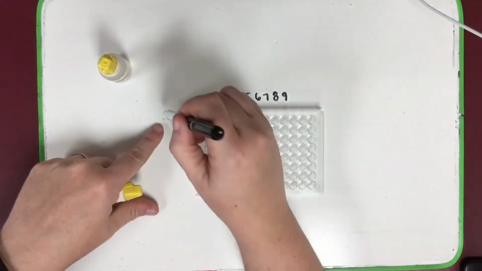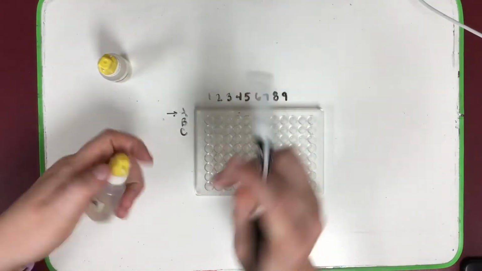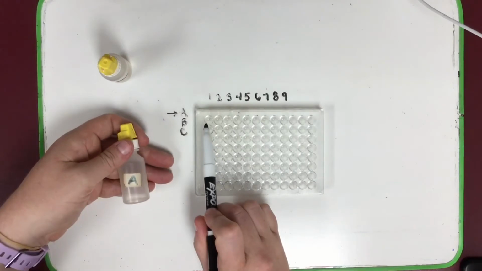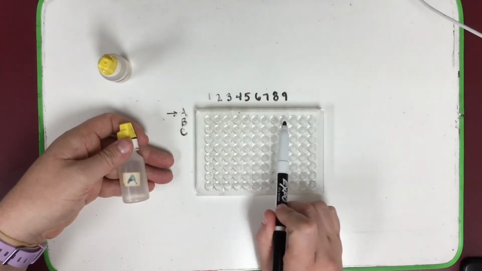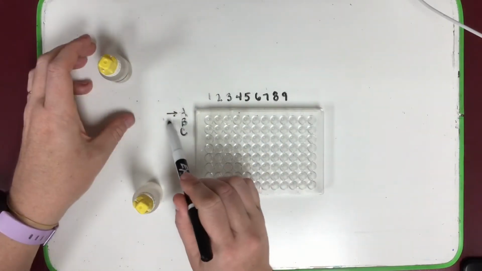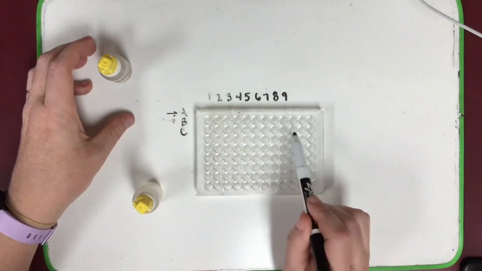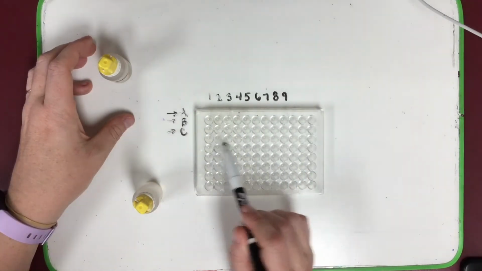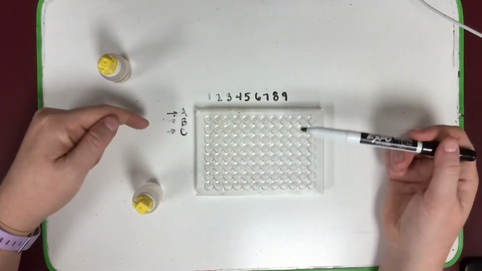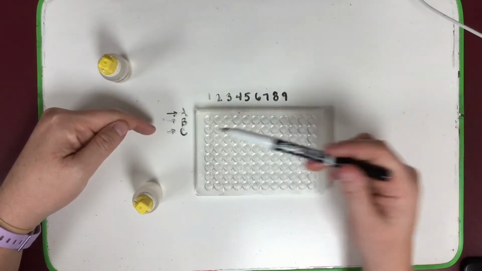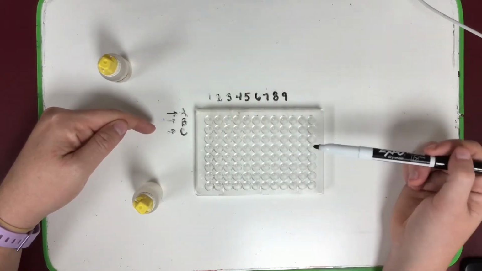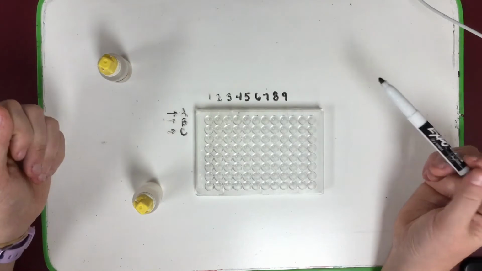So for instance, we could start with our solution A, and we could drop solution A into the first 9 of these wells. We would then grab solution B for our second row, and finally solution C for our third row. Now, when we have just one solution in each of these 27 different spots, no reaction should occur.